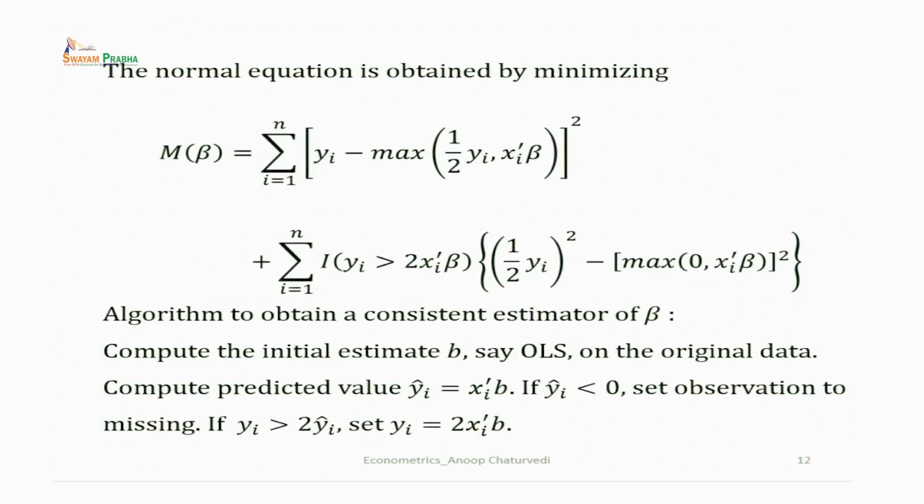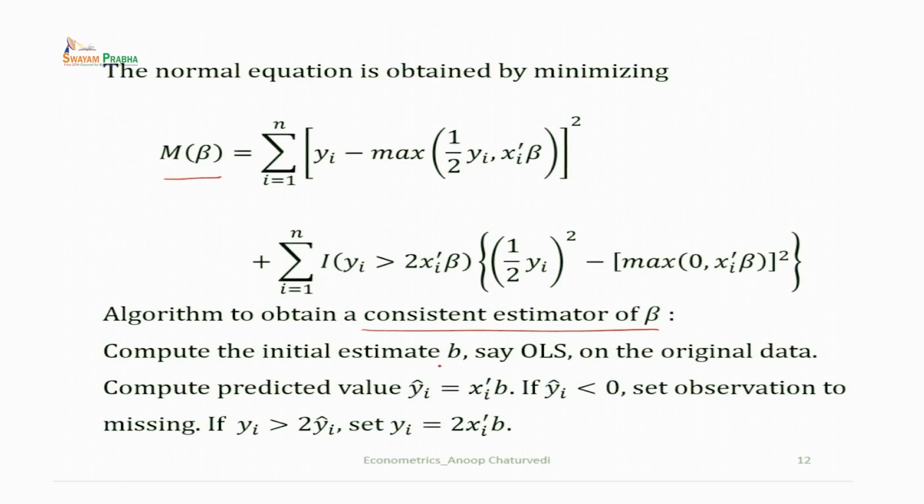symmetrically trimmed estimator. The normal equation is obtained by minimizing this function M(beta), equal to the summation over i of (y_i minus maximum of half y_i, x_i transpose beta) whole square, plus the summation for i equal to 1 to n of indicator y_i greater than twice x_i transpose beta, into (half y_i) whole square minus (maximum of 0, x_i transpose beta) whole square. Again, remember this beta is unknown and you have to estimate it. So for estimating beta, you have to minimize this M(beta). For estimating beta, we simply use this algorithm, and this algorithm gives you a consistent estimator of beta.